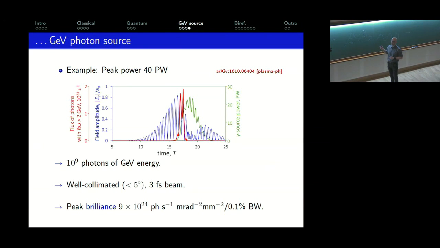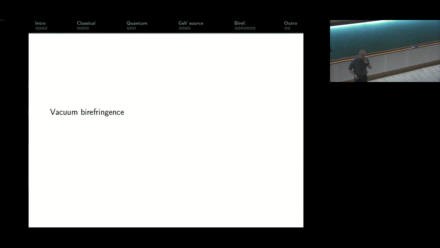Okay, let's move on. Second example: vacuum birefringence. This was mentioned this morning. Vacuum birefringence is a purely quantum effect, and there are plans to measure this at a variety of upcoming facilities.